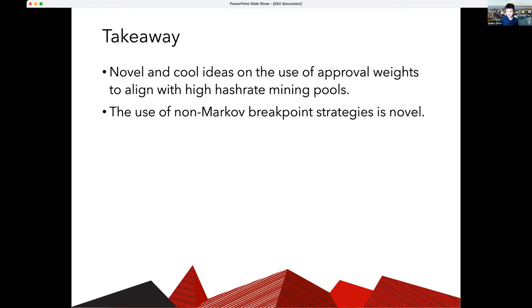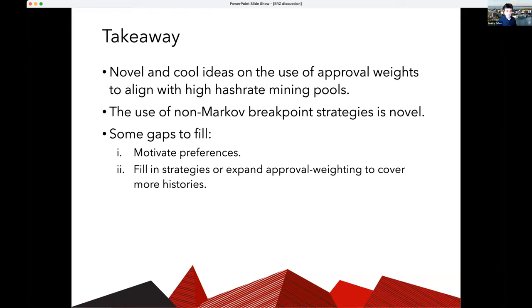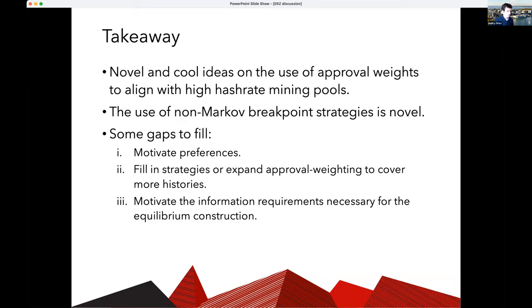The paper has some gaps to fill, such as preferences. It would be nice to have a more expansive treatment of strategies, to fill in some of the gaps for some graphs, hopefully without changing the general structure, but also to motivate a bit better the information requirements necessary for approval weights. In other words, between approval weights and checkpoints, I would prefer to look at checkpoints because they are simple and very intuitive, but approval weights introduce some things that are a little harder to envision working with.